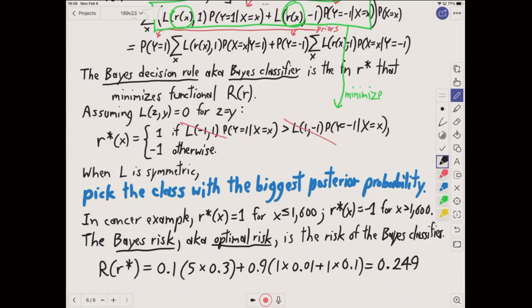So 0.249. And again, the Bayes risk is telling us that there is no decision rule that gives a lower risk than this. 0.249 is the lowest you can get for this data.